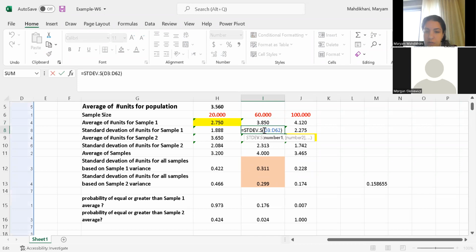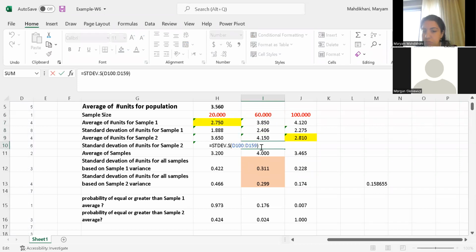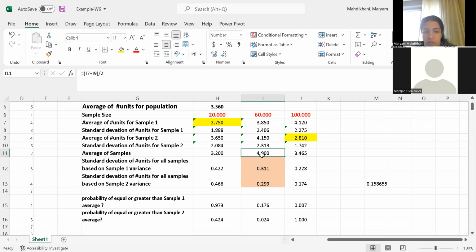And then I take the standard deviation of that. I do the same thing for sample 2, 60 units. This time I chose from D100 to D159. I also take the average of our samples. One of the samples was 3.85. The other sample, the average was 4.15. So here, the average sample is 4.